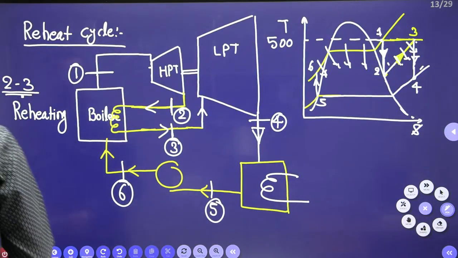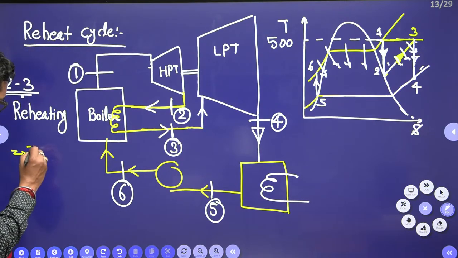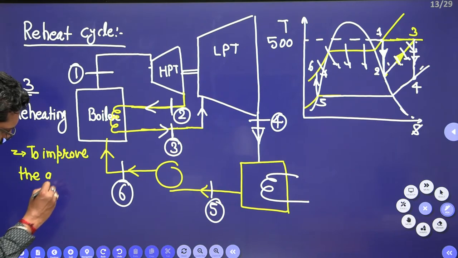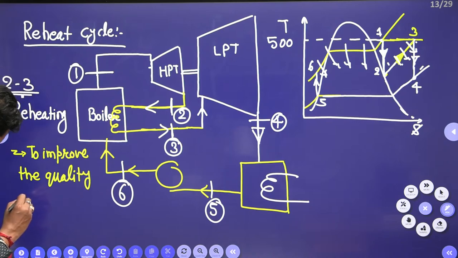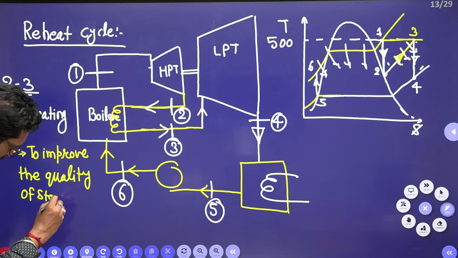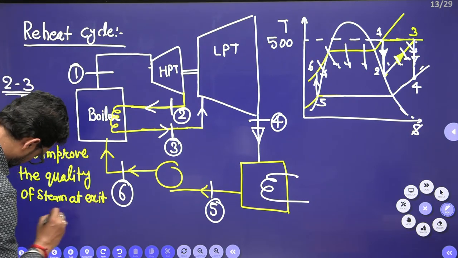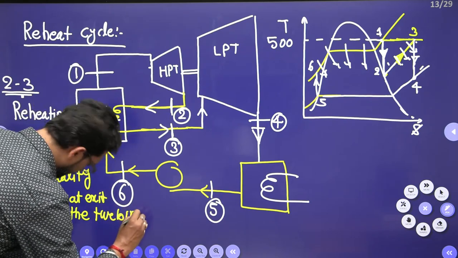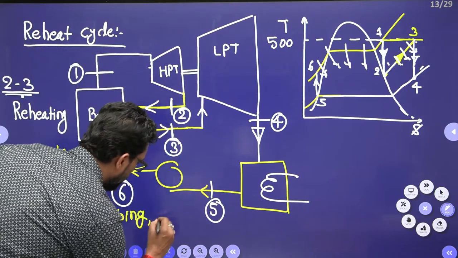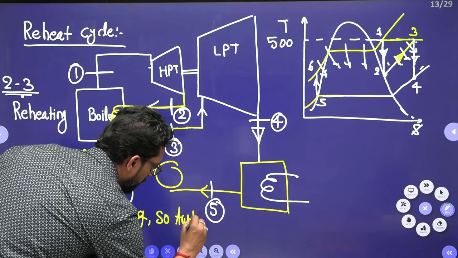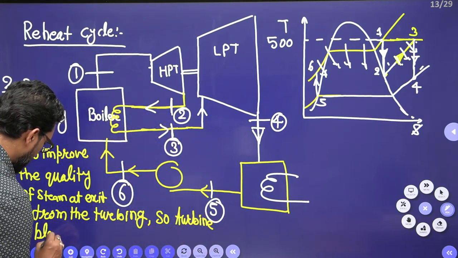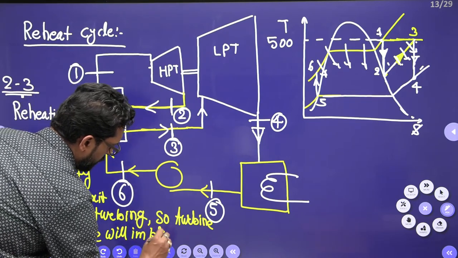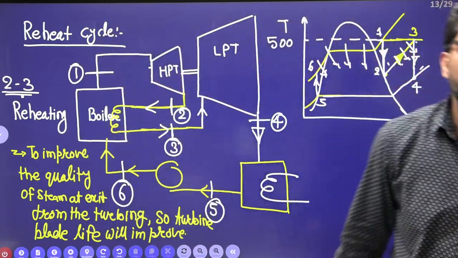So beta, what is the motivation of this one? Reheating is to improve the quality of steam at exit from the turbine. So turbine blade life will improve.